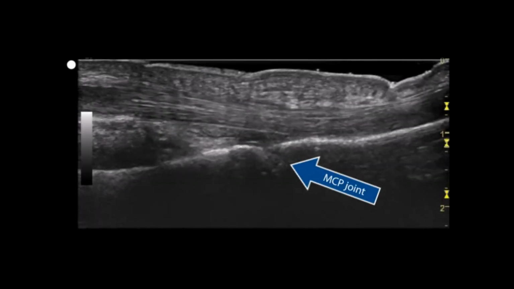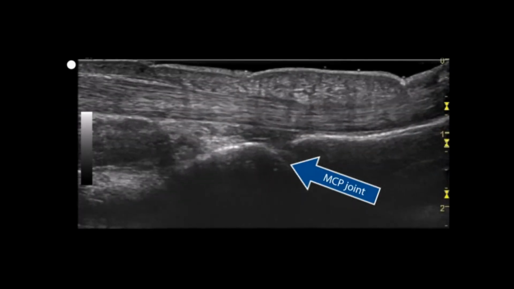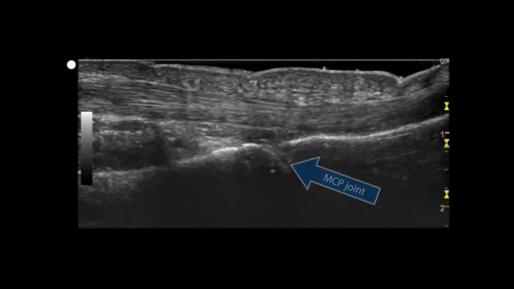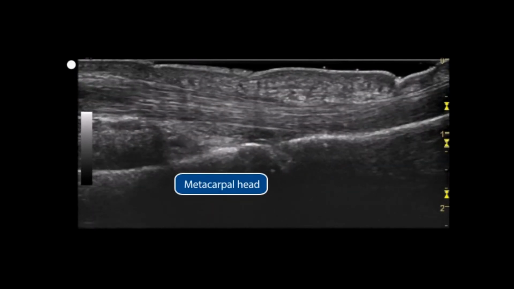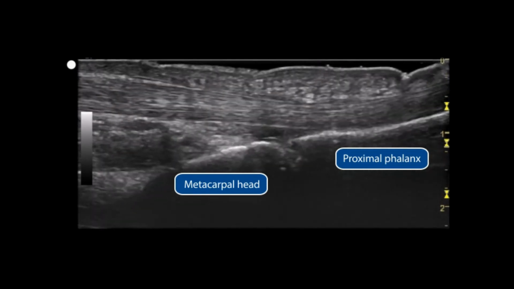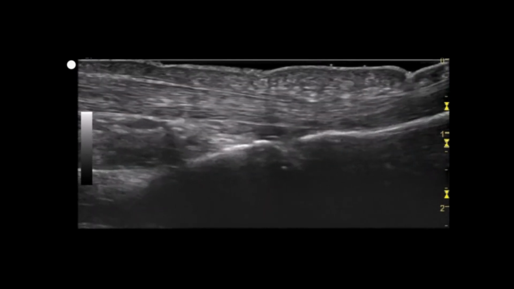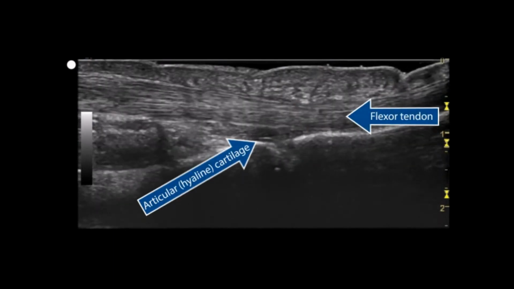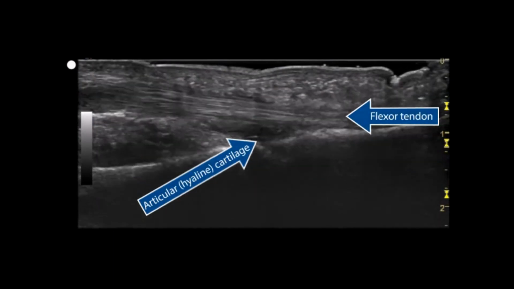This is a metacarpophalangeal joint, the joint where the finger connects to the hand. One can observe the metacarpal of the hand here and the phalanx from the finger here. The bones can be seen moving in respect to each other. Tendons and ligaments can also be tested dynamically while the provider watches on the screen.